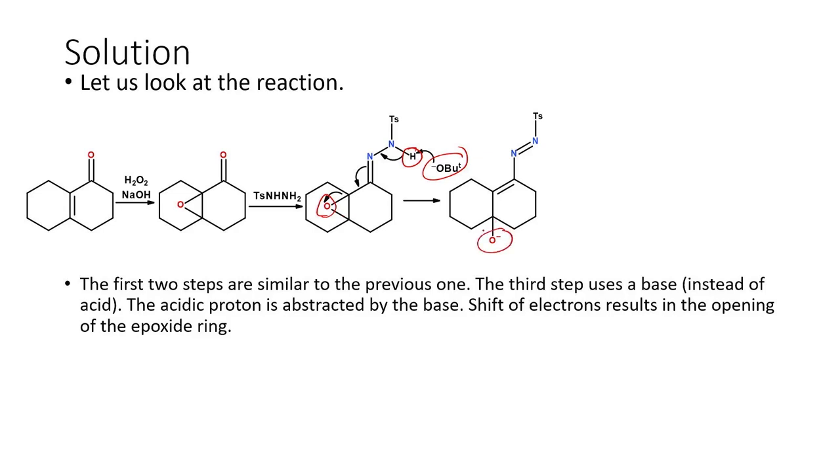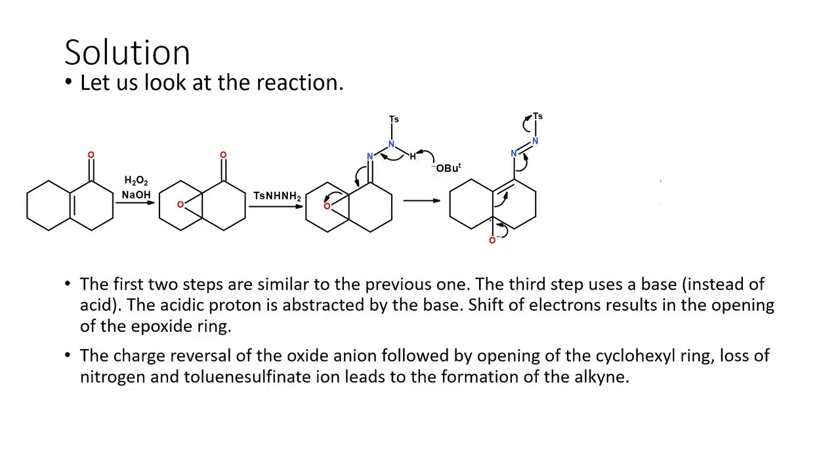So now we have an oxide anion on a ring junction. You already know this is going to be quite a strained system. So this is not going to be a stable intermediate. This has to undergo charge reversal. So let us look at how the charge reversal actually takes place. The negative charge comes between the carbon and oxygen bond, and the ring is broken here. The cyclohexyl ring is broken at this particular ring junction. That leads to the formation of a triple bond on this particular alkenic carbon with concomitant loss of the nitrogen group and the toluene sulfonate anion.